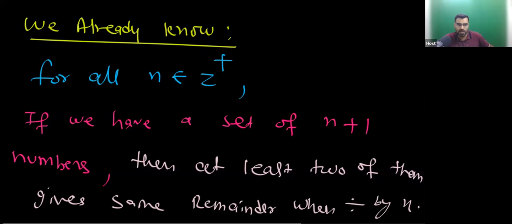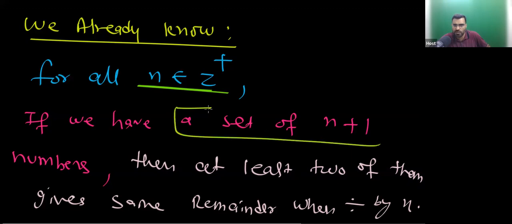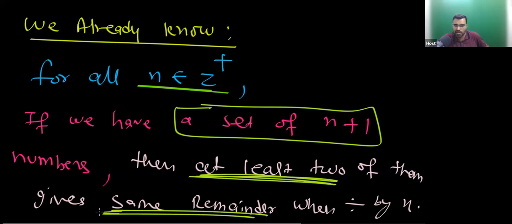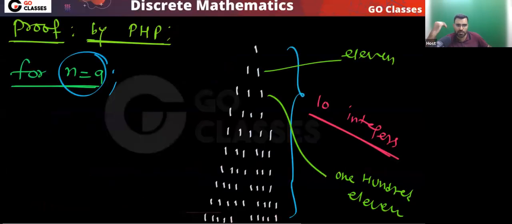This we already know. So for whatever natural number you take, if you take a set of n plus 1 numbers, then at least two of them will give you the same remainder. So here also two of them will give you the same remainder. Take any two. Let's assume this and this.